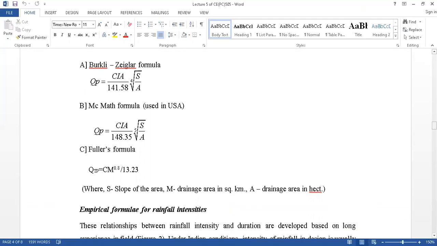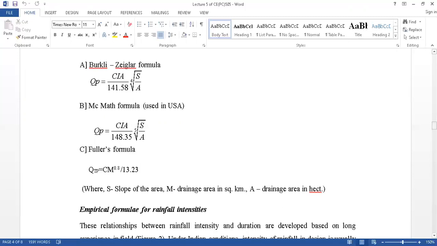Now, between the first and second formulas there is hardly any difference except 141.58 and 148.35, and the square root term. What is S? S is the slope of the area, and C, already discussed, is the coefficient of runoff. I is intensity, A is the area of the catchment, that is the drainage area, in hectare. In the third formula, Q equal to Cm whole to the power 0.8, M is the drainage area in square kilometer, so it is indicated as M to avoid any confusion.